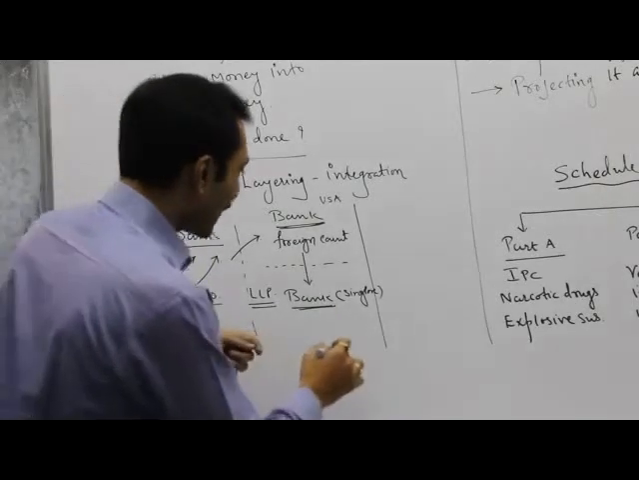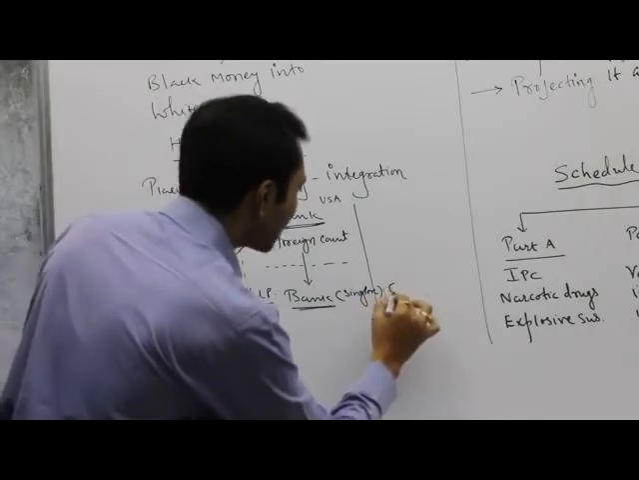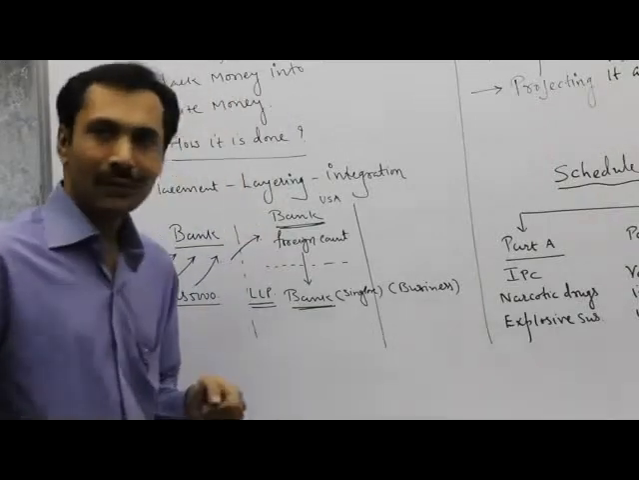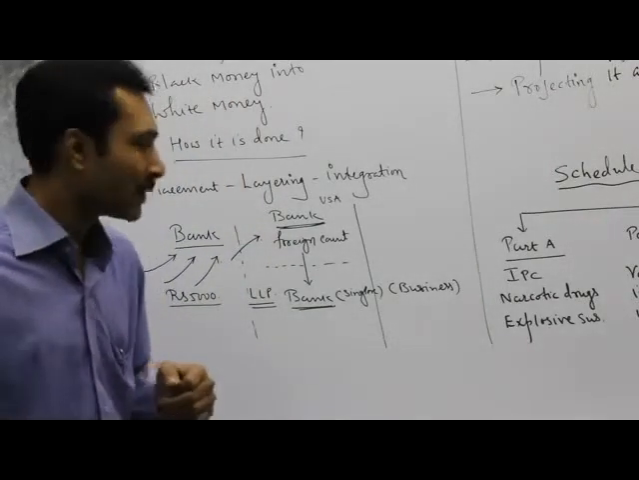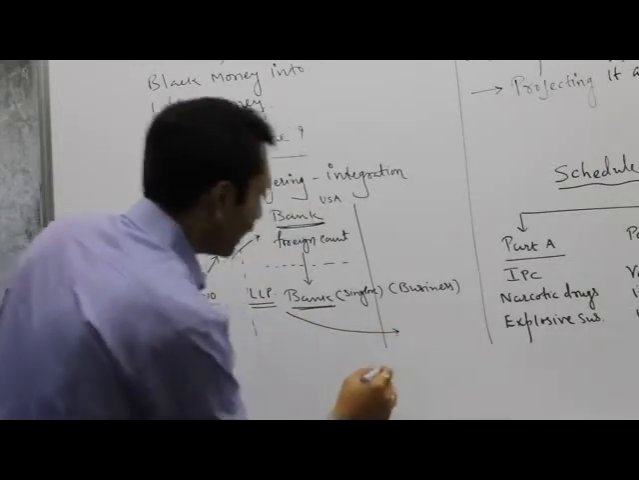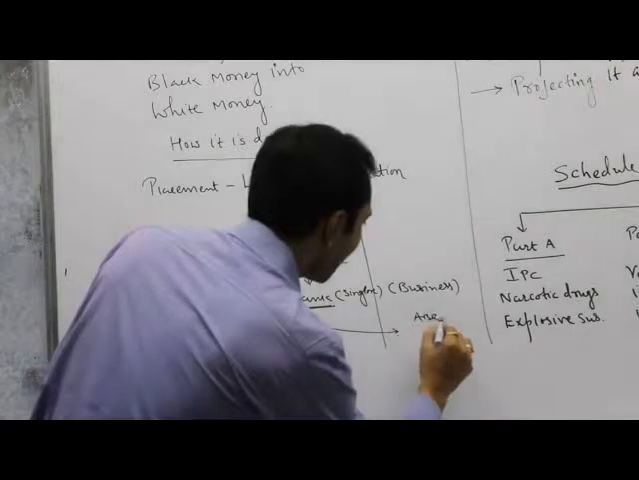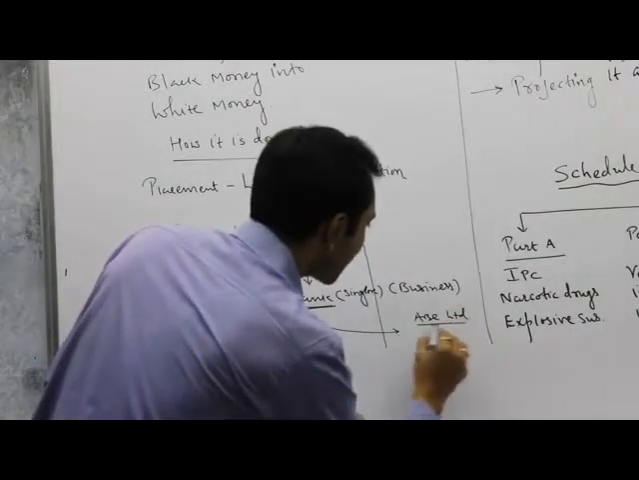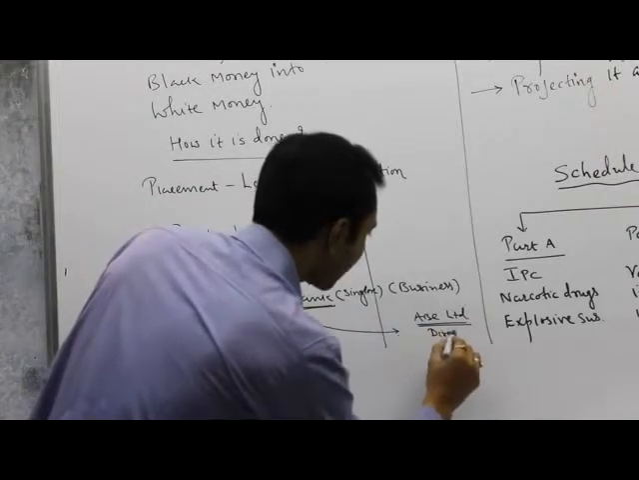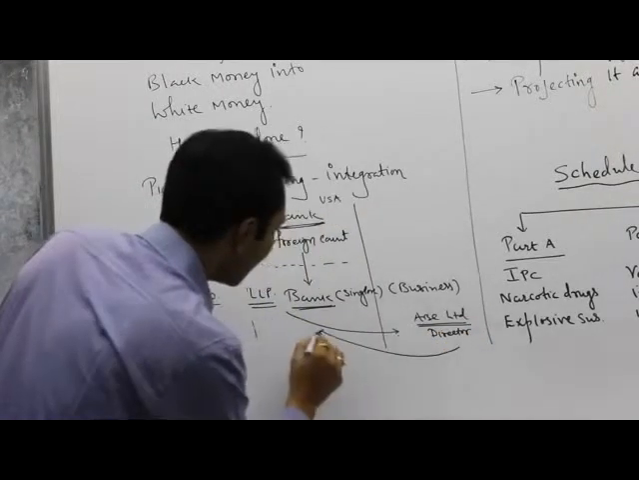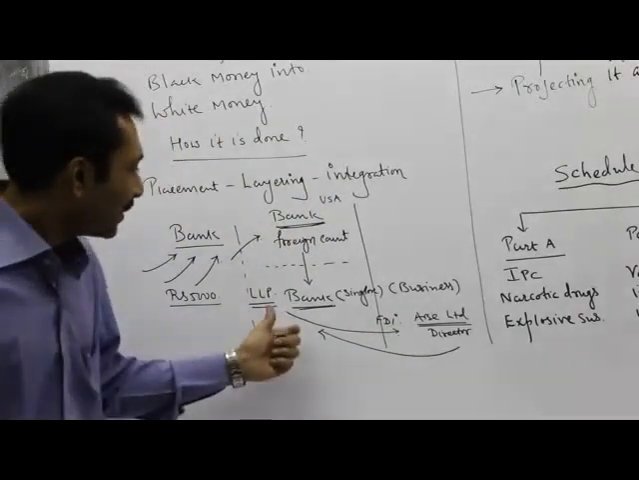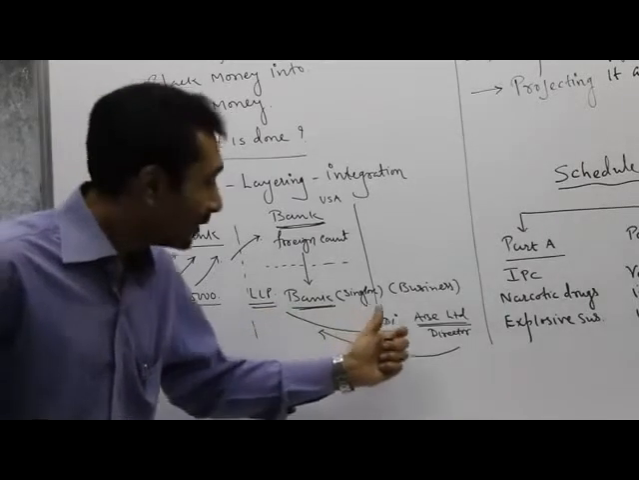Now this LLP is doing some business. But remember, on a piece of paper, not a genuine business. Now this LLP will invest the money into the ABC company or ABC Limited, in which the political person is the main director, through the route of the FDI. So, foreign direct investment. So, this LLP has invested in this company.